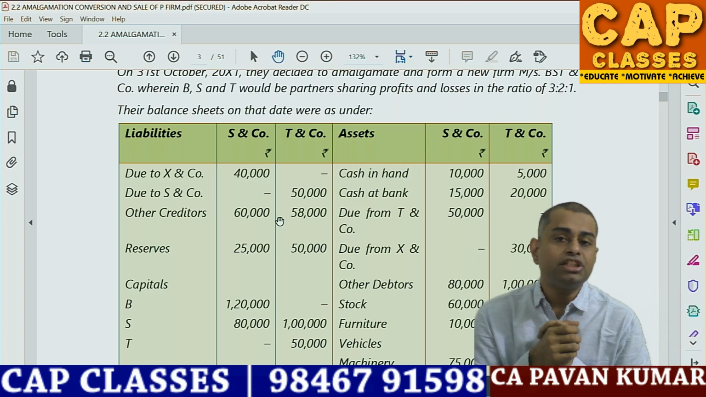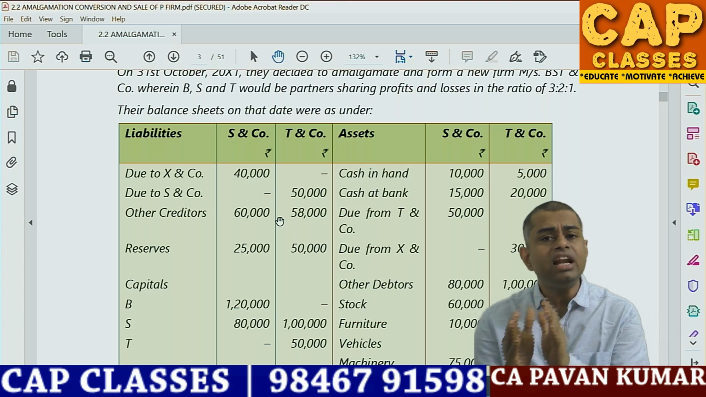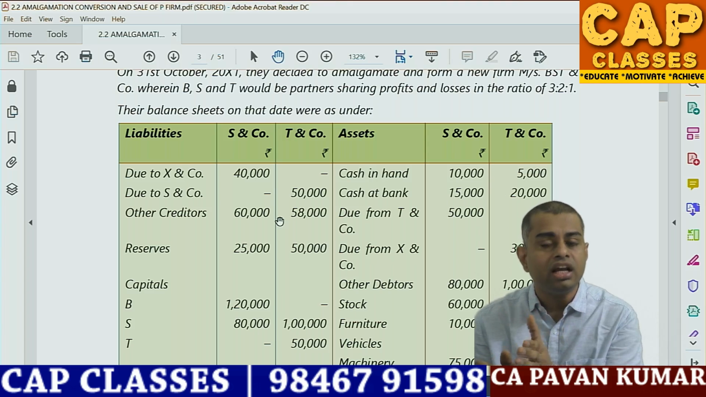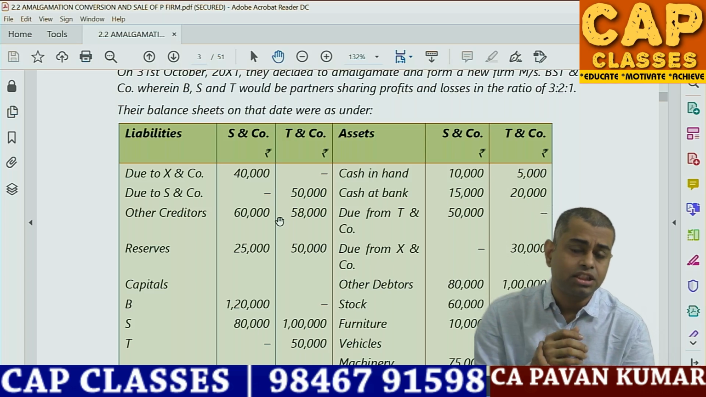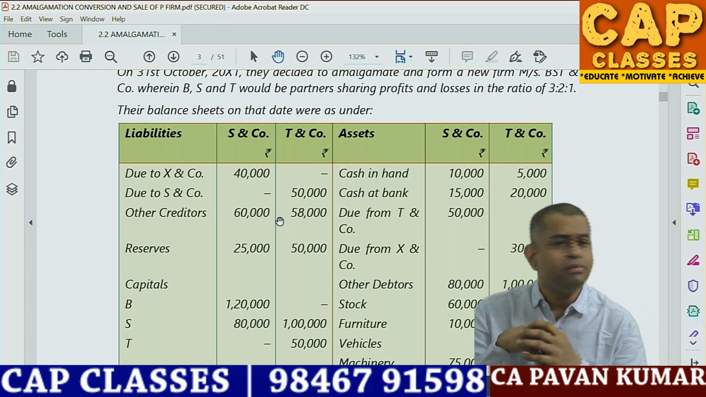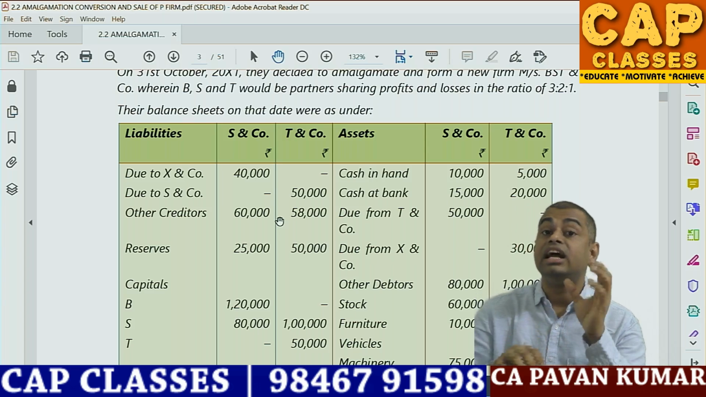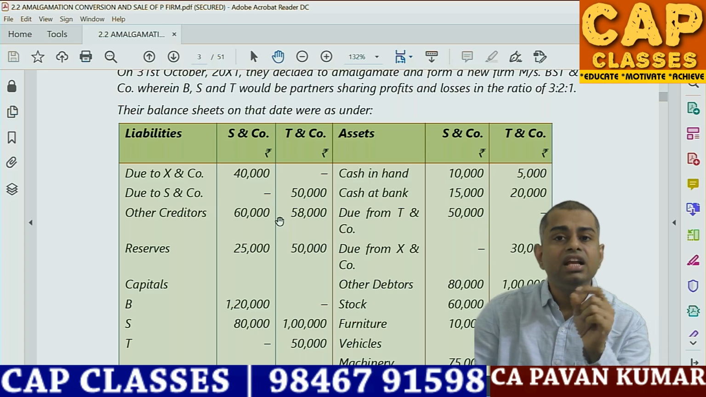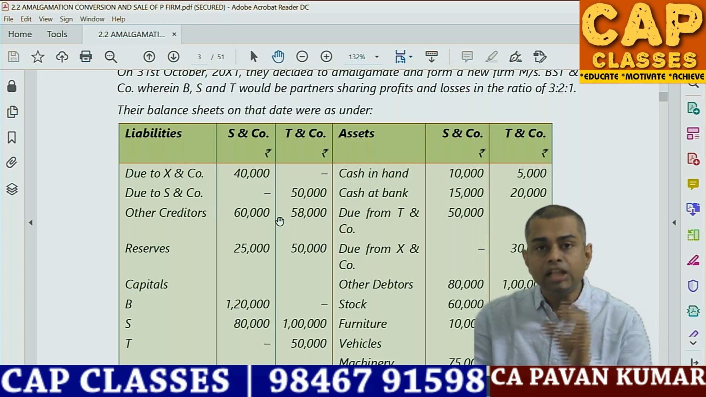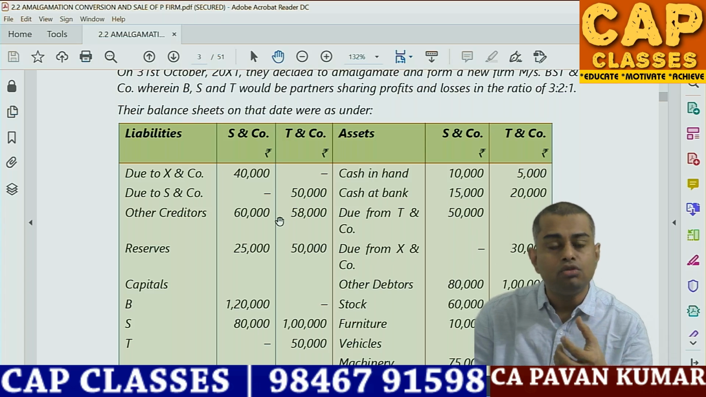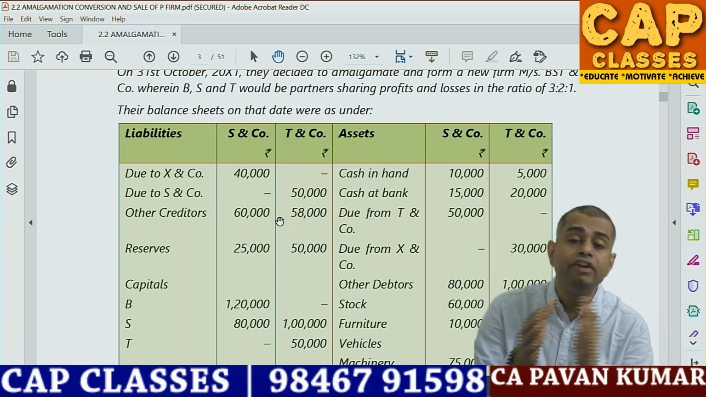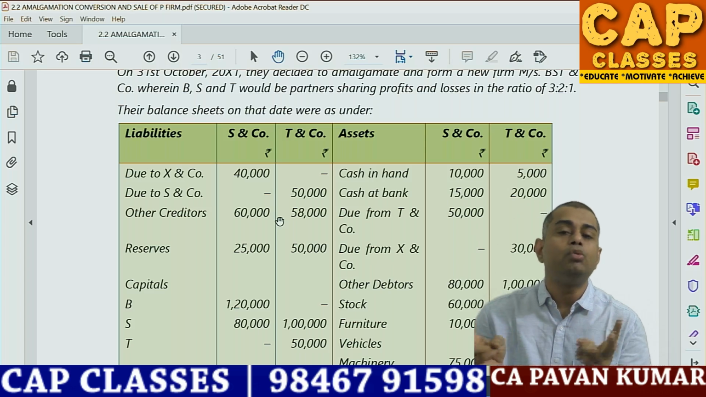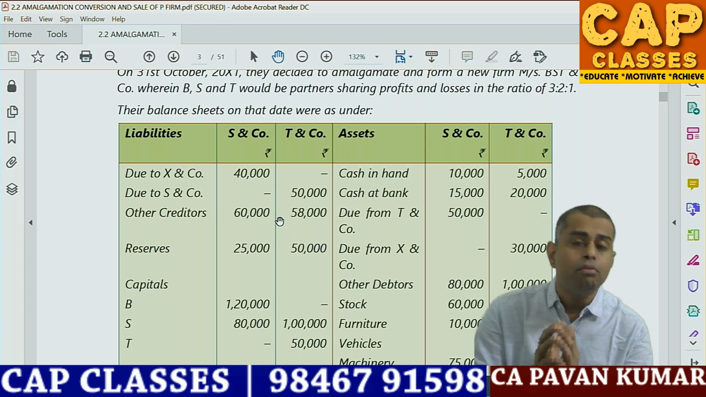As far as amalgamation accounting is concerned, it is similar to the amalgamation accounting you have learnt in chapter 5, that is amalgamation of companies. Almost it is the same. Cancellation of intercompany transactions, cancellation of intercompany indebtedness, all these things remain the same. But there will be a difference in calculation of goodwill, and settlement of partners' capital accounts could be another concern. So today let us see how we do accounting for amalgamation of two partnership firms into a new partnership firm.